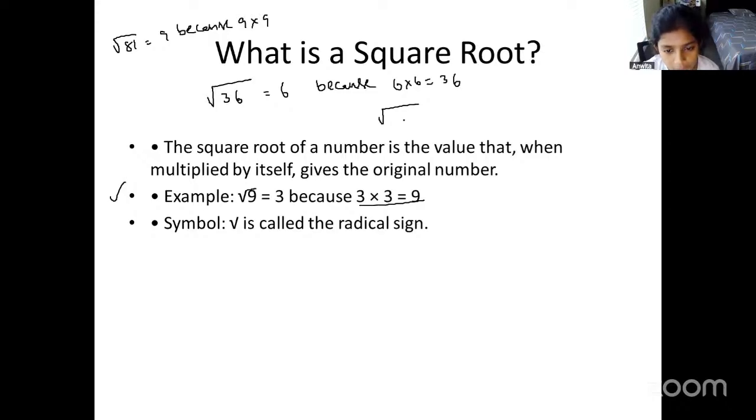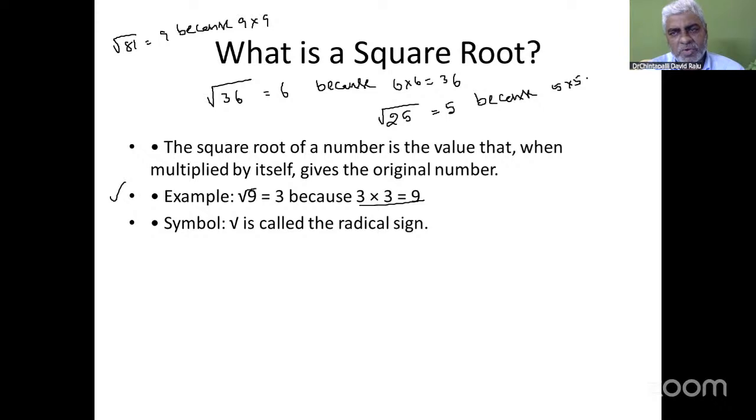Square root of 25 is 5 because 5 into 5 is 25. 5 into 5 is equal to 25. Perfect. One more example.